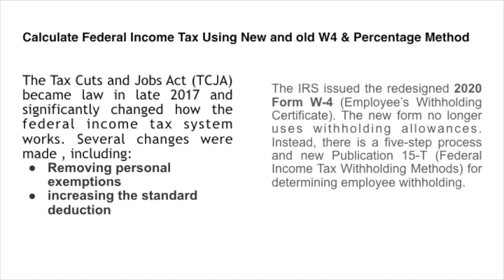The Tax Cuts and Jobs Act became law in late 2017 and significantly changed how the federal income tax system works. Several changes were made, including removing personal exemptions and increasing the standard deduction. The IRS issued the redesigned 2020 form, and the new form no longer uses withholding allowances. We use Publication 15-T for determining the employee's federal income tax withholding.